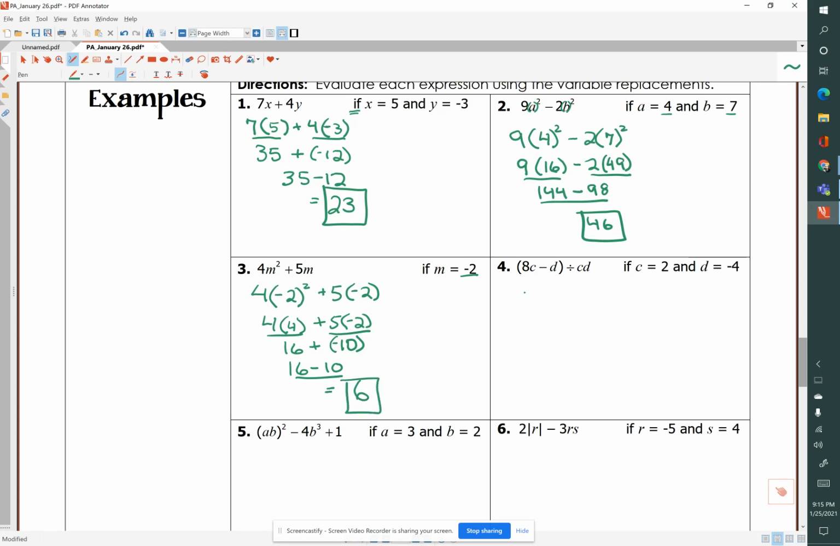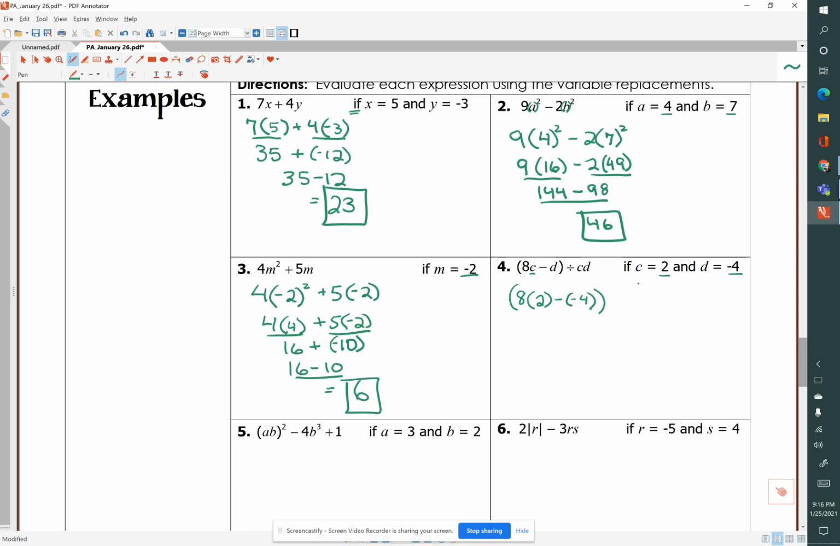Now, number 4, we have 8 times the quantity of 8C minus D, and that is divided by C times D. And we need to substitute 2 for C and -4 for D. So let's use parentheses carefully. We have 8C, which is 2, minus D, which is -4.